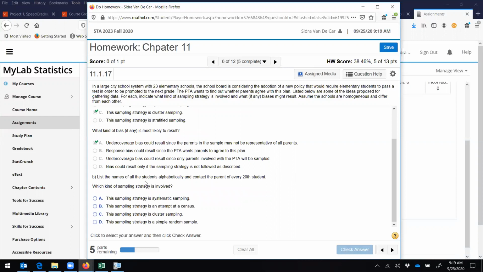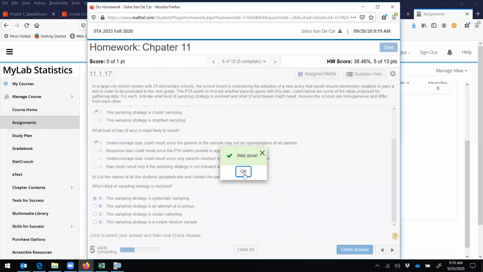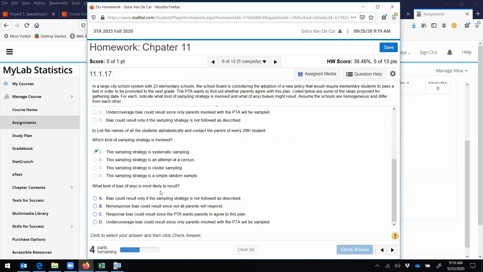Now, if we were to list the names of all the students alphabetically and contact the parent of every 20th student, that would be simple, systematic sampling. Only if it's not just, because that should produce a relatively random sample.